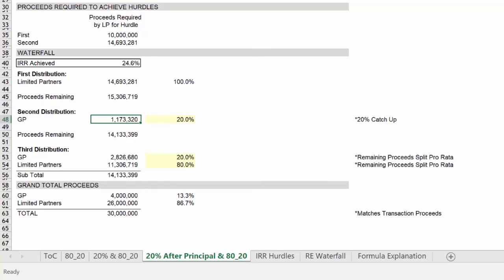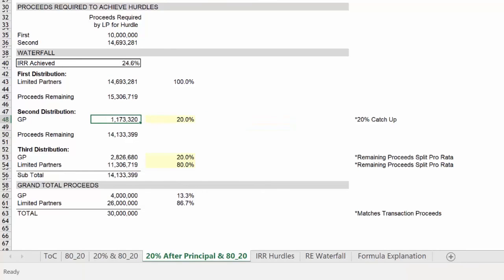Now I want to leave you with a few things to think about. First, it's always important to check your math with these kinds of templates. Now this tab doesn't provide us the clean outcome that we had on the prior tab. You'll see below that next to grand total proceeds, roughly 13% went to the GP and 87% to the limited partners. But if you want to check your math, recreate what is outlined in the document. So here, for example, you could take the value of your catch-up and divide it by the value of the preferred return. So subtract the principal invested plus the value of the catch-up. Press enter and you should have 20%.